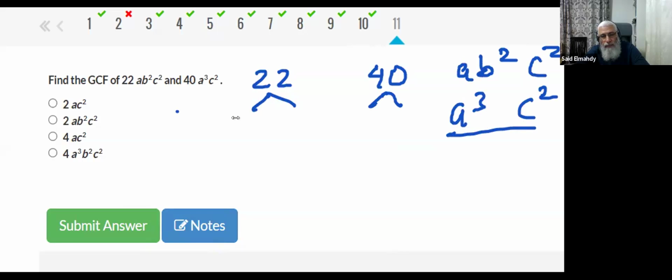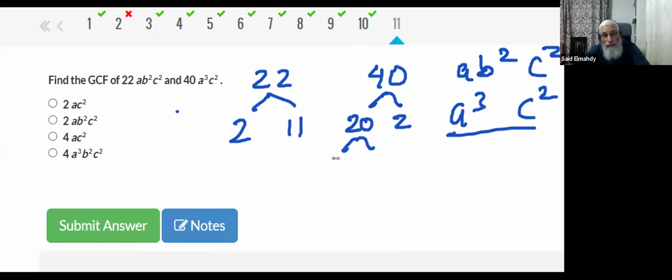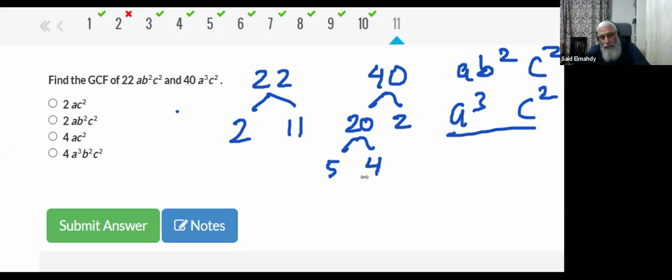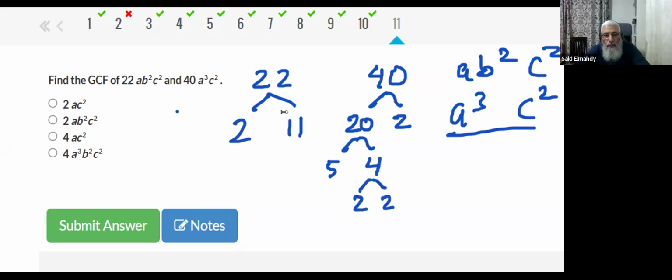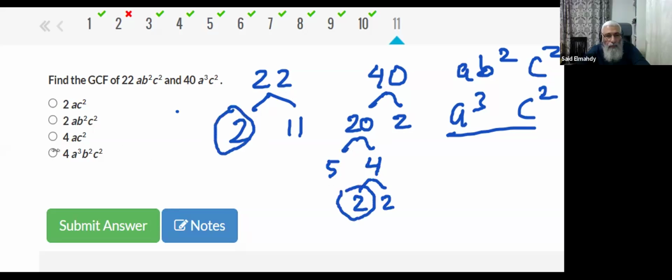22 equals what? 2 and 11. And 40 is? 20 and 2. Can you factorize 20? Factor 20, yeah. 5 and 2. No, 5 and 4. Okay. Can you factorize 4 again? 4 is 2 and 2. So what is common between factors of 22 and factors of 40? Only 2.